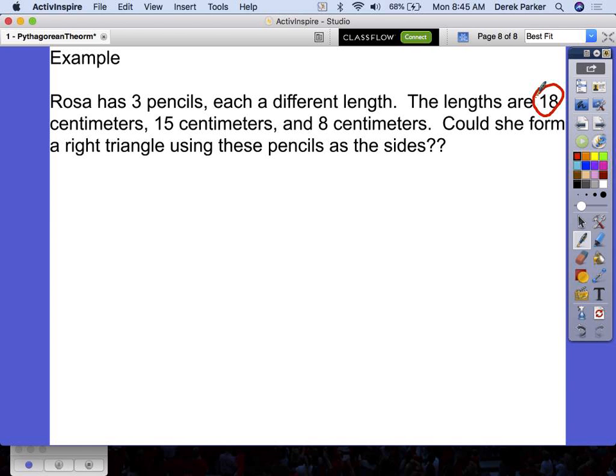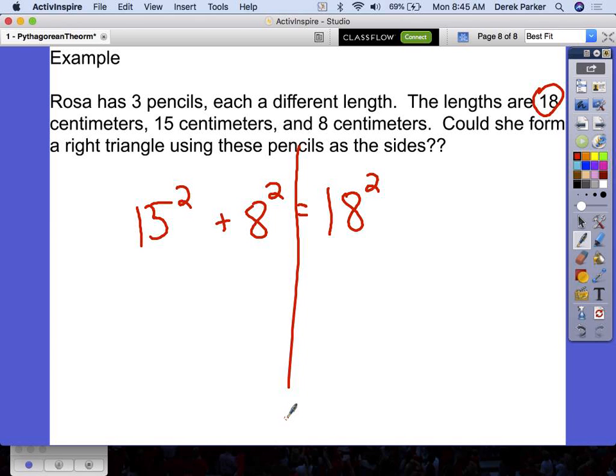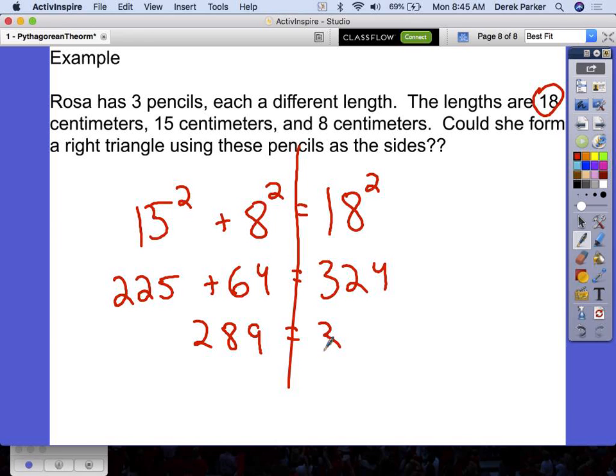That right there tells me if this is a true right triangle, that's the hypotenuse. So that's c. So I'm going to plug this in. 15 squared plus 8 squared equals 18 squared. Now, just like a linear expression, I'm going to solve the left side, solve the right side. 15 to the second power is 225 plus 64 equals 18 to the second power. I get 324. Combine like terms, 225 plus 64, and I get 289 equals 324. Since the sides are different, they are not equal, that is not a right triangle.